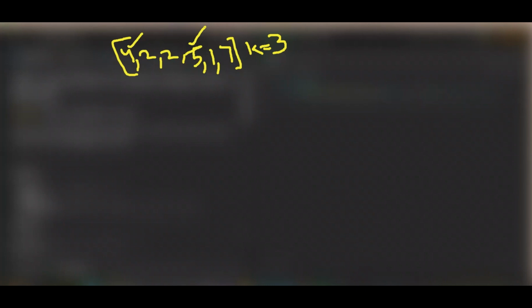Okay, so let's take an array 4, 2, 2, 5, 1 and 7. Let's take this example, and here k can be equal to 3. So let's think which elements we can remove. Let's say if we remove these elements, the number of unique elements will be 2, with 2 and 7 remaining.